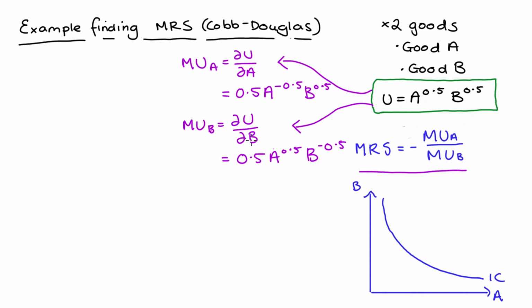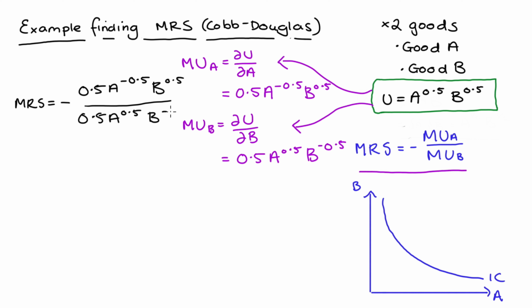Now that we've found those two partial derivatives, we can substitute them into our formula for the marginal rate of substitution. So our MRS is equal to the negative of the marginal utility of A, which is this one here, divided by the marginal utility of B, which is this one. Then we're going to do some cancelling and simplification. The 0.5s on the numerator and denominator cancel out. Now with our exponents, if we have a base that's raised to some power but it's in the denominator, we can pull it up to the numerator if we add a negative sign to the exponent.